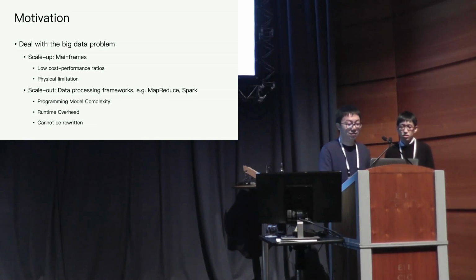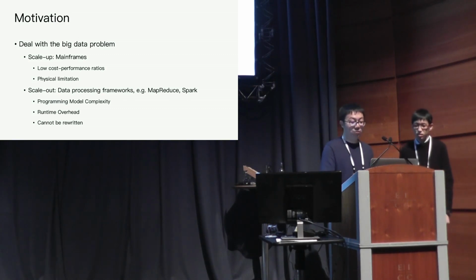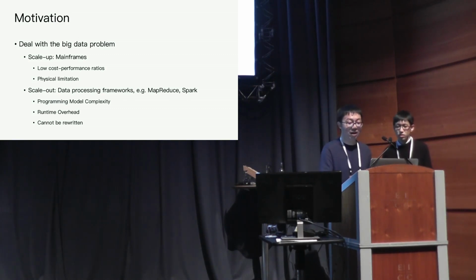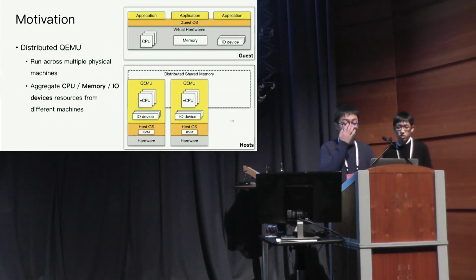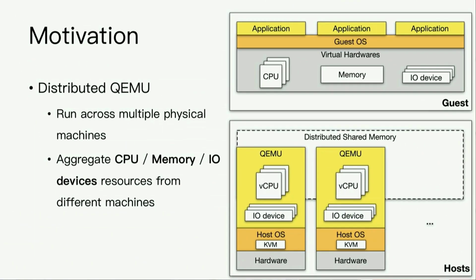At the same time, data processing frameworks such as MapReduce and Spark were proposed and quickly became prevalent. However, those distributed frameworks bring some programming model complexities and runtime overhead. Furthermore, some programs cannot be rewritten to this style. In order to solve this problem, we present the concept of distributed QEMU.